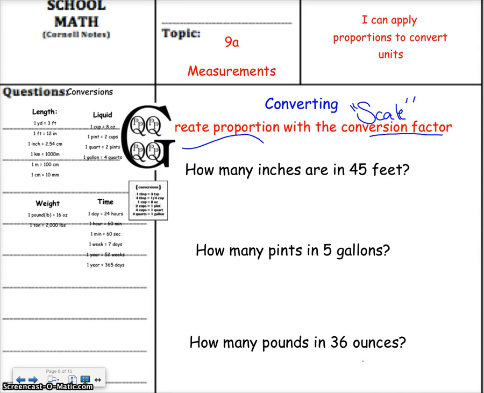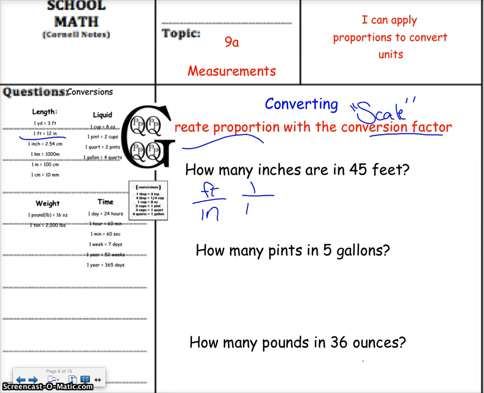Okay, using scale factors, I want to know how many inches are in 45 feet. So I identify the scale factor that I'm going to use. I want inches and feet, so I find inches and feet, which is right here. 1 foot is to 12 inches. That's my scale factor. So I have feet is to inches, right?